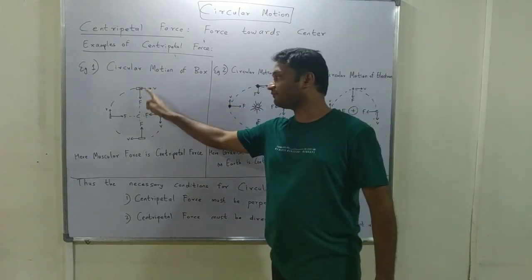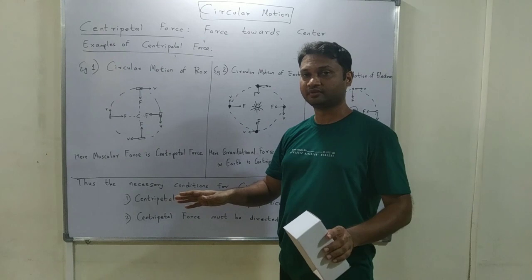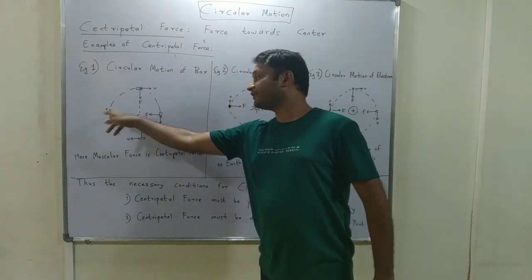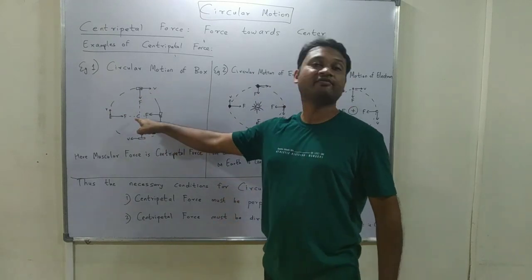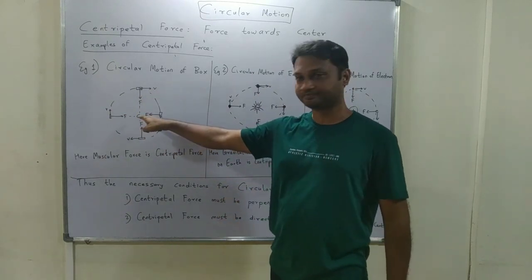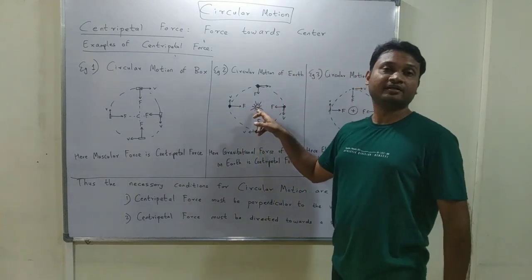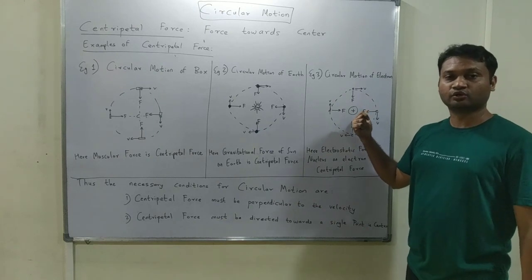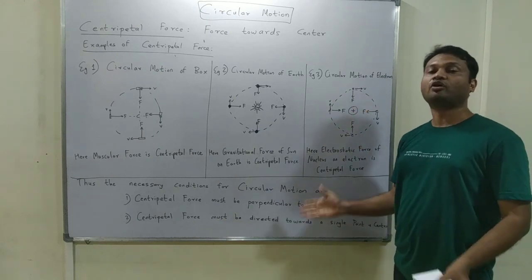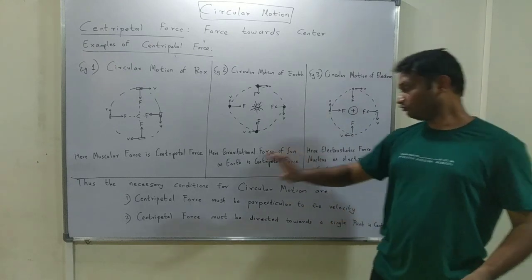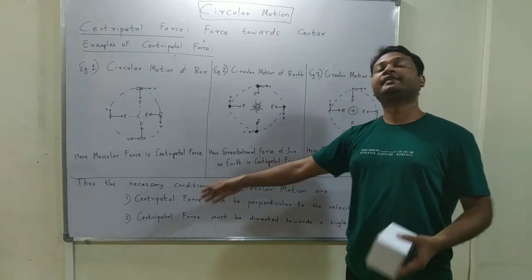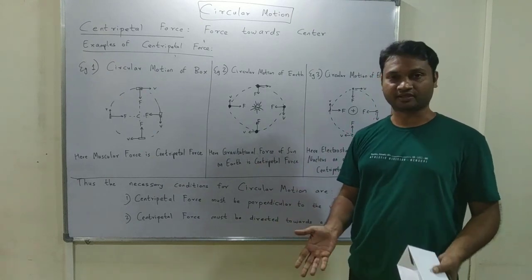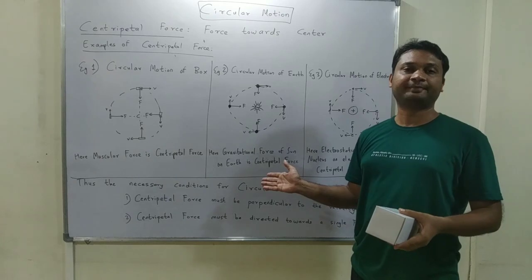At every instant, the force is perpendicular to the velocity in each and every example. Secondly, the force is always directed towards a single point known as the center of the circular path. Here, the sun is at the center of the circular path. Here, the nucleus is at the center of the circular path. These are the conditions for circular motion. Force should be perpendicular to velocity and the force should always be directed towards a single point known as the center of the circle. This is all about centripetal force.